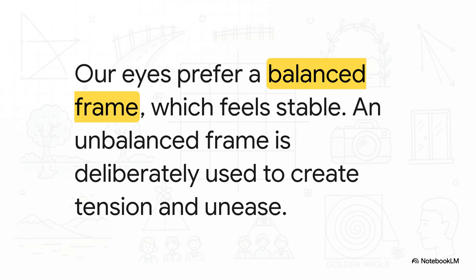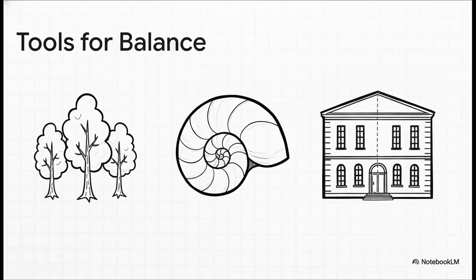You know, generally speaking, our eyes love a balanced image. It just feels stable and pleasing. But remember, filmmaking is all about making choices. So while balance is kind of the default, deliberately unbalancing a frame is a really powerful move to make the audience feel uneasy and on edge. So how do they do it?